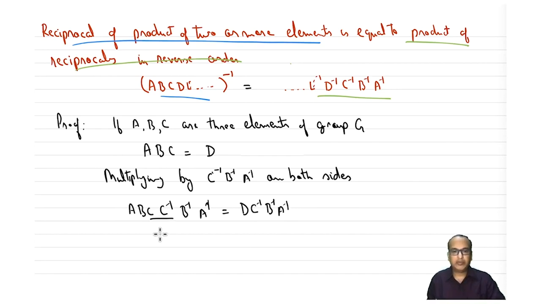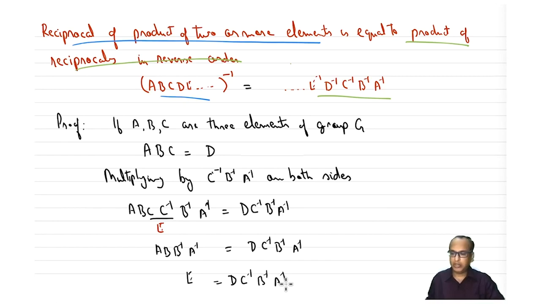Now this C C inverse will become E, right? So I can take this out because E commutes with everything. So I can write it as A, B, B inverse, A inverse, and E I don't need to write. This is equal to D, C inverse, B inverse, A inverse. Similarly, I can write this as E, and again I can write A A inverse as E. So this is nothing but E is equal to D, C inverse, B inverse, A inverse, right?